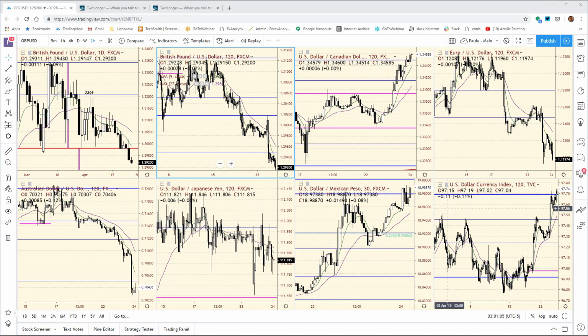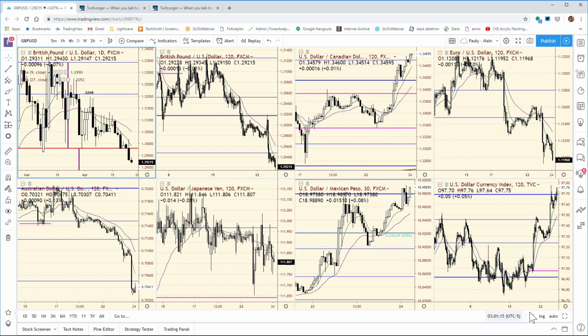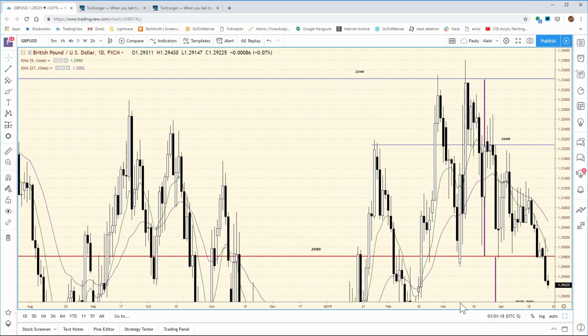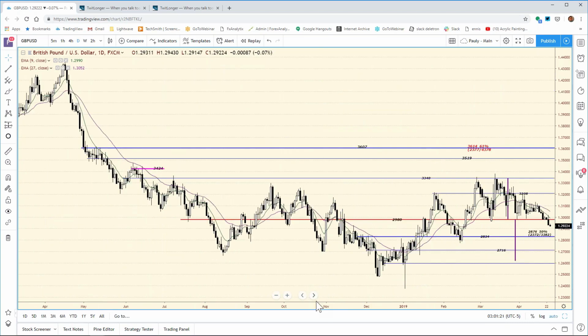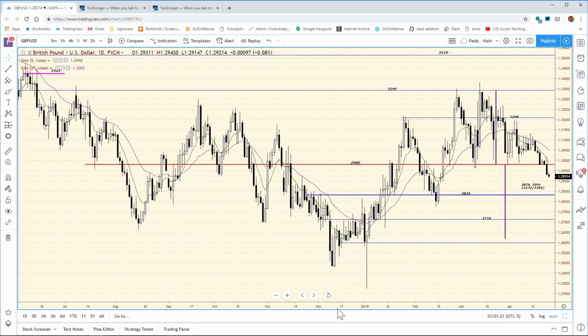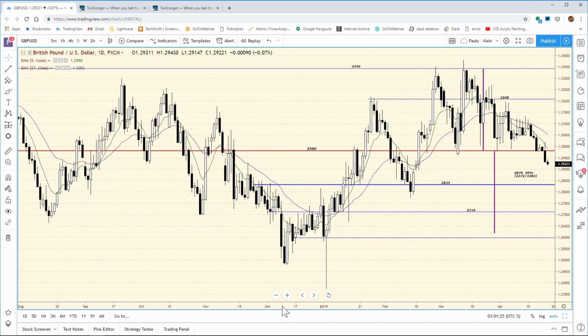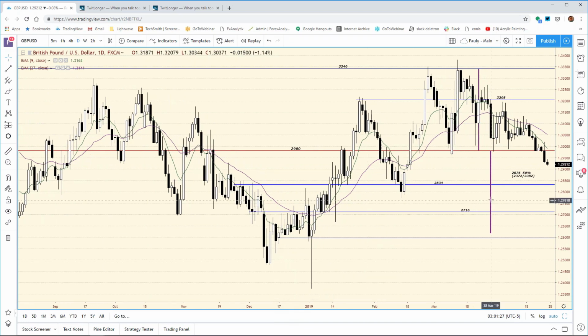We'll go on and start by looking at the cable. We talked about this also, important here. Matter of fact, we're already here on the cable. Look at that. How do you like that? We talked about this 29.80 being the pivot, and that if we break the pivot, we were looking for a move down to 29.16. Well, lo and behold, we're just about there.